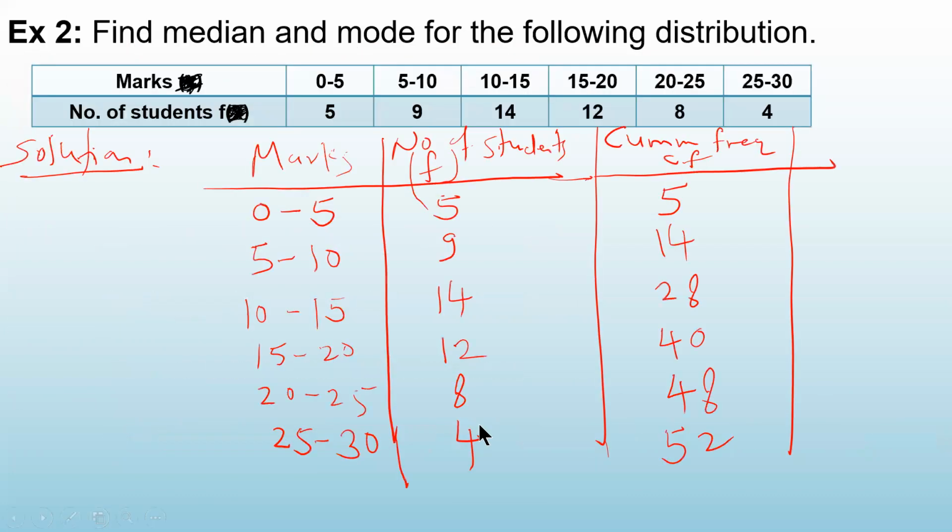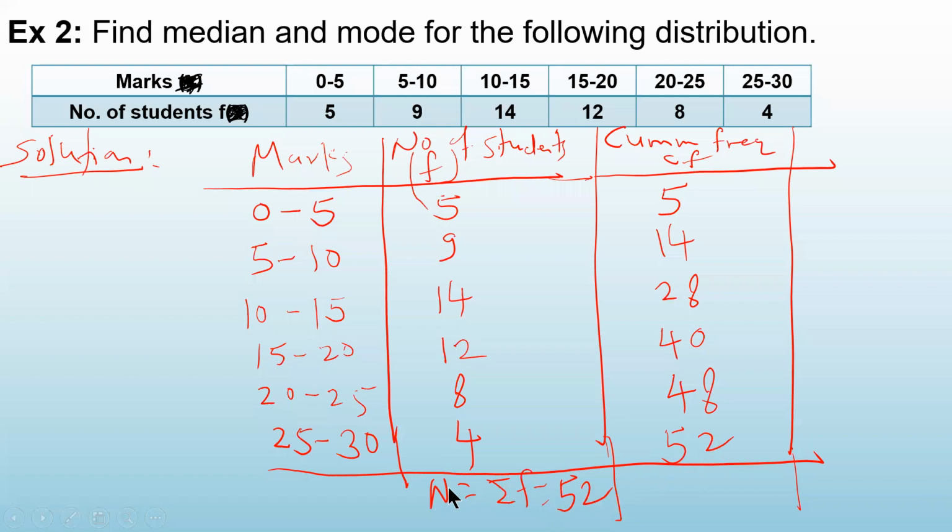So first step we have done. Now find out the second step. In the second step, calculate capital N. Capital N is nothing but summation of frequencies. Add this column. When you add this column, you will get 52. So summation of F, that is total values of the data, is 52. This and this should match. So we have calculated capital N.